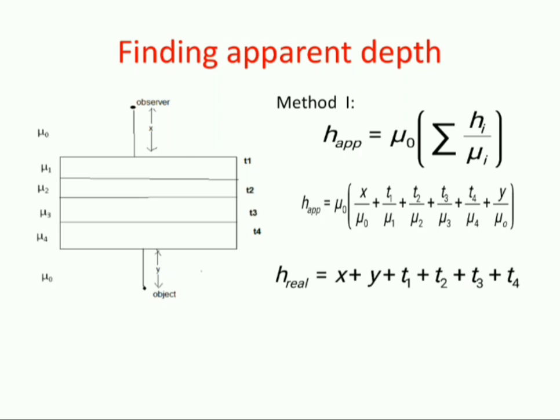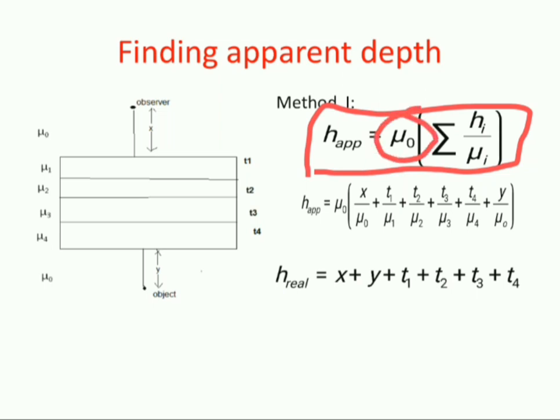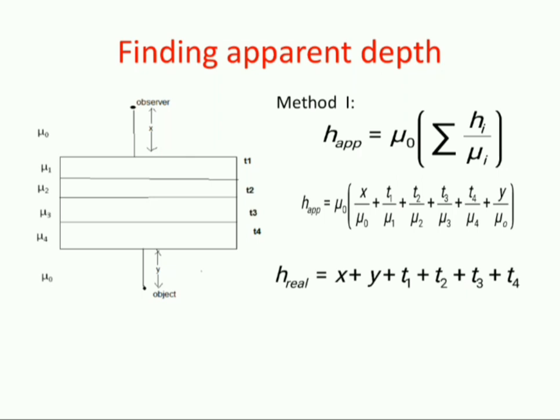For solving this type of questions, remember this general relation. Instead of studying at each interface and calculating, to get the answer quickly, you can make use of this equation. H apparent is always equal to this formula I am telling you, the refractive index in which the observer is present. See, observer here is in the medium mu naught. Write the equation, the refractive index of the medium in which observer is present, mu naught multiplied with sigma of hi by mu i.